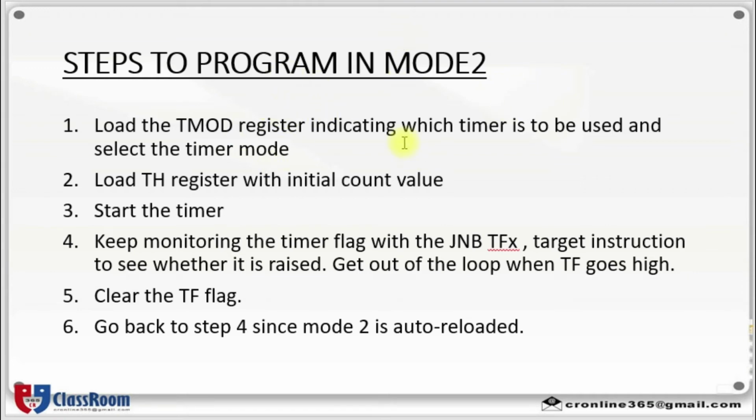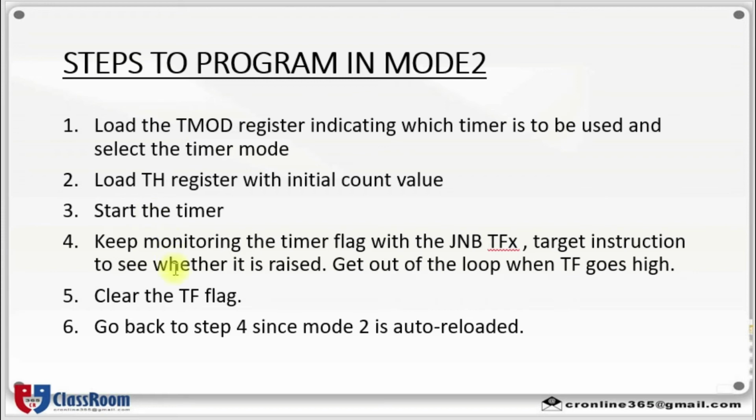Then you have to load the TH register with the initial count value. First you have to find out the initial count value. If the initial count value is given, then you can load it directly into the TH register. Then if the TH register is loaded with this initial count value, it automatically gives a copy of it to TL since it is an auto reload mode capability. Then you can start the timer. We can start the timer by using the instruction SETB TR0 for timer 0 and SETB TR1 for timer 1. Then the timer starts to count up.